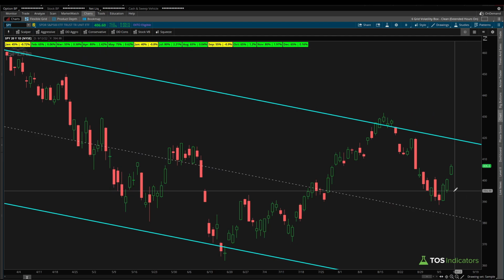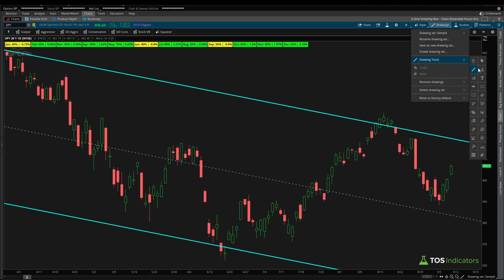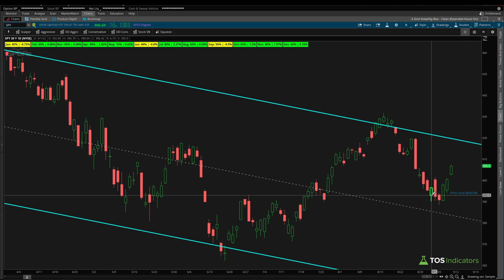55% we close above. The month of September opened with this candle right here, so our opening price is really at 392.78. Let's use our price level tool to draw a line there. So we know that about 45% of the time we close below this level, but really the return percentage here is what we're more focused in on. September tends to be a weaker month.